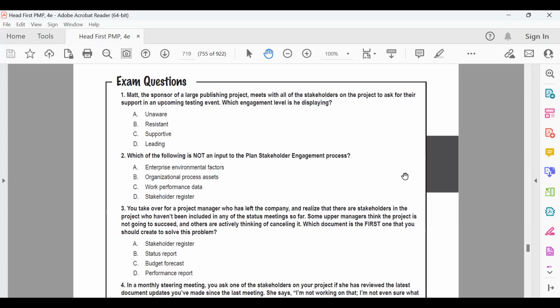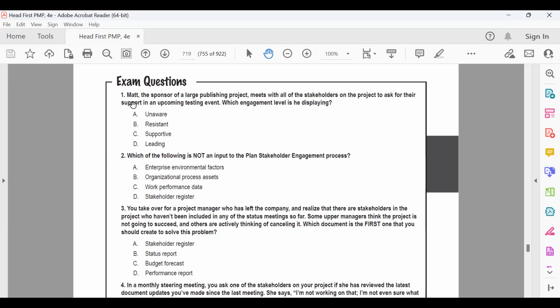Look at it, Charlie. Yeah, he's leading, na, to get the support. Sir, a leader seeking for a support is supporting or leading? Supportive. See, the sponsor of a large publishing project meets with all the stakeholders of the project to ask for their support. So these stakeholders are definitely supportive, but is Matt supportive or leading? Is Matt leading or supporting, guys? Leading.